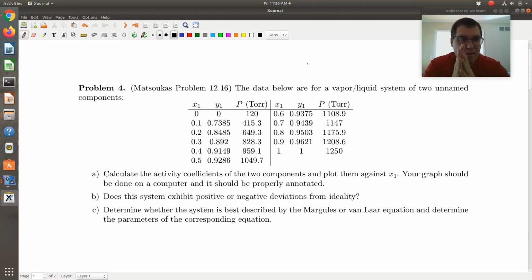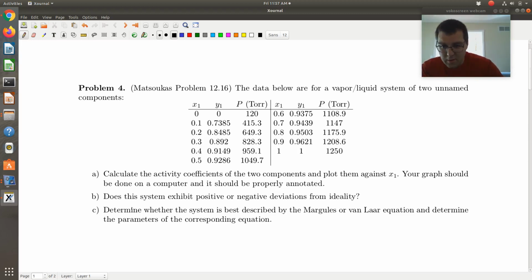All right, let's take a look at problem 4 here, which is exercise 12.16 from the text. And so we're told the data below is for VLE of a system of two unnamed components. First we're asked to calculate the activity coefficients of the two components and plot them against x1. Your graph should be done on a computer and it should be annotated properly. Okay, so we're given Pxy data here, so temperature must be constant.